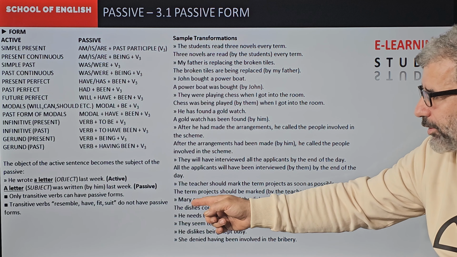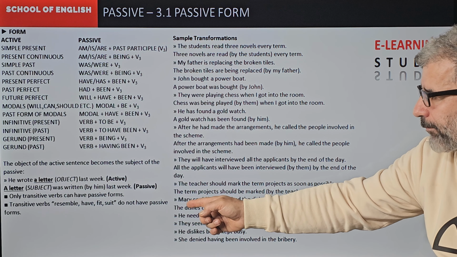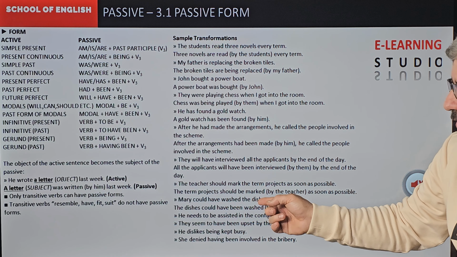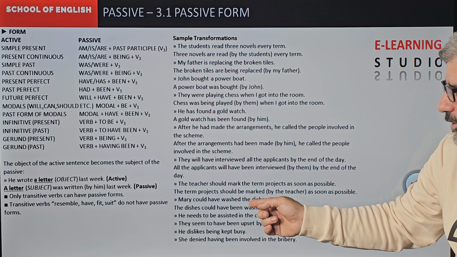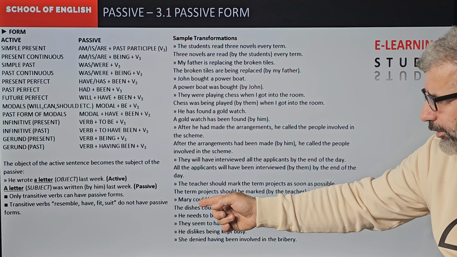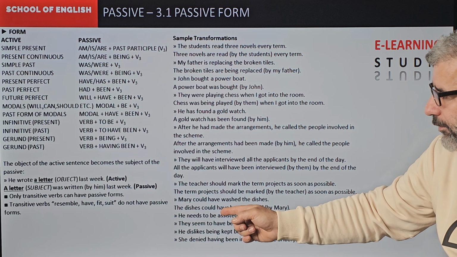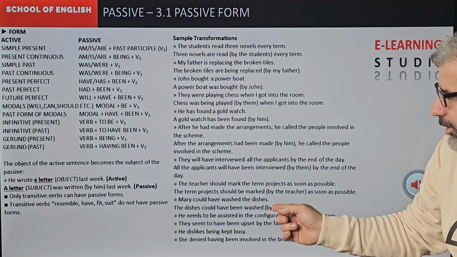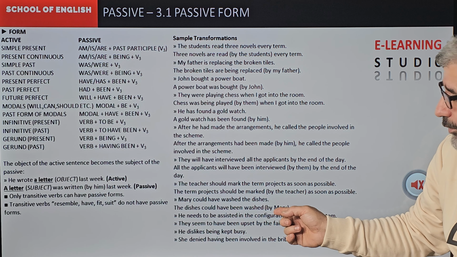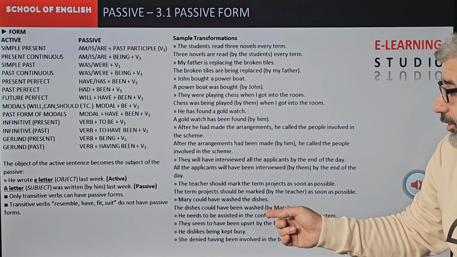How about the past use of modal? Mary could have washed the dishes. The dishes is our object. Here we have the past form of modal. The dishes could have been washed by Mary. This is how we form the passive voice of past form of modals.